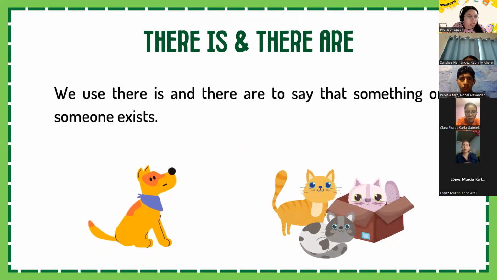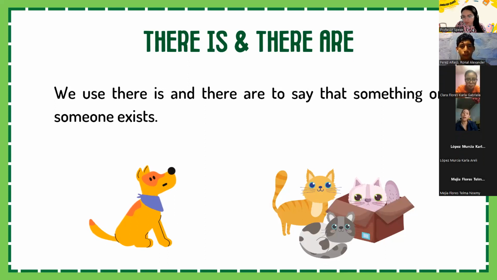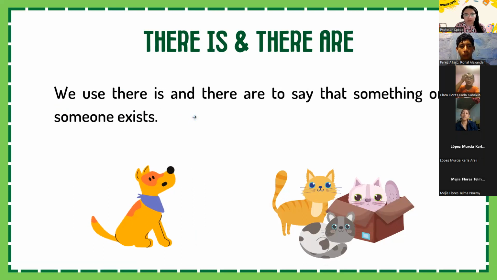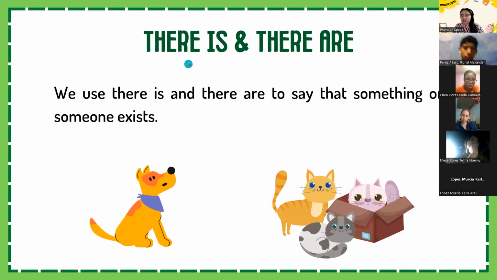We will talk about there is and there are, okay? Let me see, Carolina, sorry. Can you help me reading the definition? Caro, please. I think she's not here. Let's see. Ronald, read the definition, please. We use there is and there are to say that something or someone exists. Exists. Very good. There is, there are. So we use these words to say that something or someone exists. O sea, de la existencia de algo.